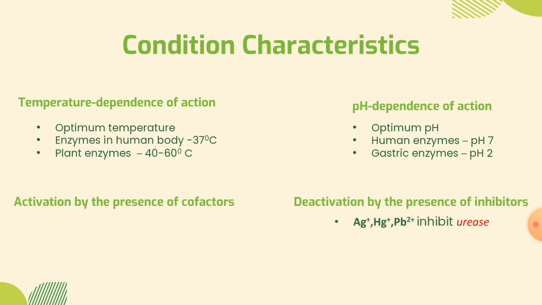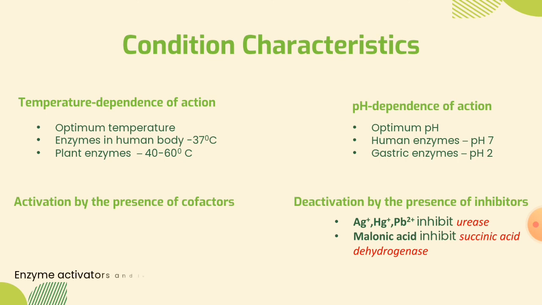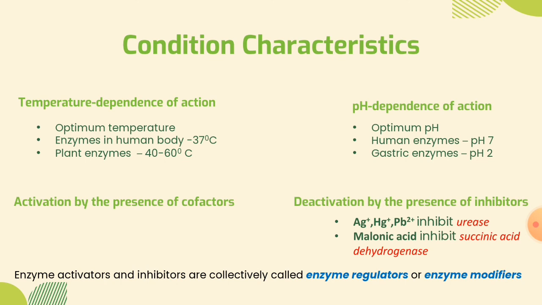Heavy metal ions like silver, mercury, lead, etc. inhibit the activity of the enzyme urease. Likewise, the activity of the enzyme succinic acid dehydrogenase is completely inhibited by the presence of malonic acid. Enzyme activators and inhibitors are collectively called enzyme regulators or enzyme modifiers.